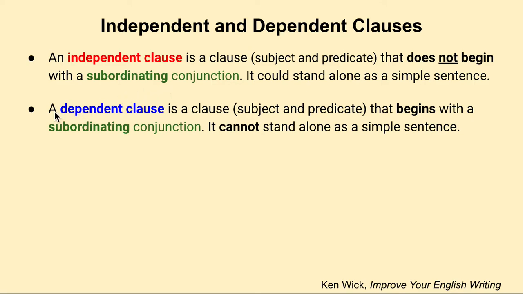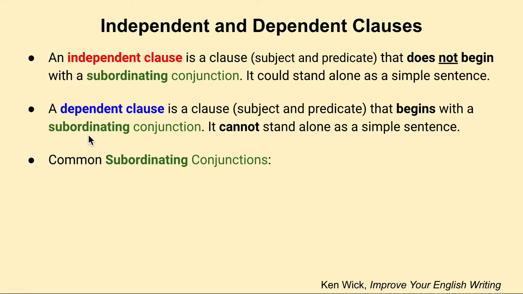So a dependent clause is a clause that begins with a subordinating conjunction, and it cannot stand alone as a simple sentence. So that's the real difference between the two. I've already covered clauses, so clause, subject, and predicate, and an independent just doesn't start with a subordinating conjunction, but a dependent clause does.